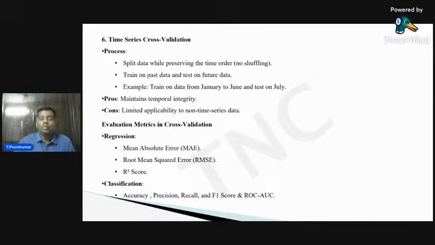Then the evaluation metrics in cross validation. For regression, we find the mean absolute error, the root mean square error, and the R-squared score. These are the regression metrics that can be used for regression. In the case of classification, the performance metrics we can use are accuracy, precision, recall, F1 score, and ROC AUC.